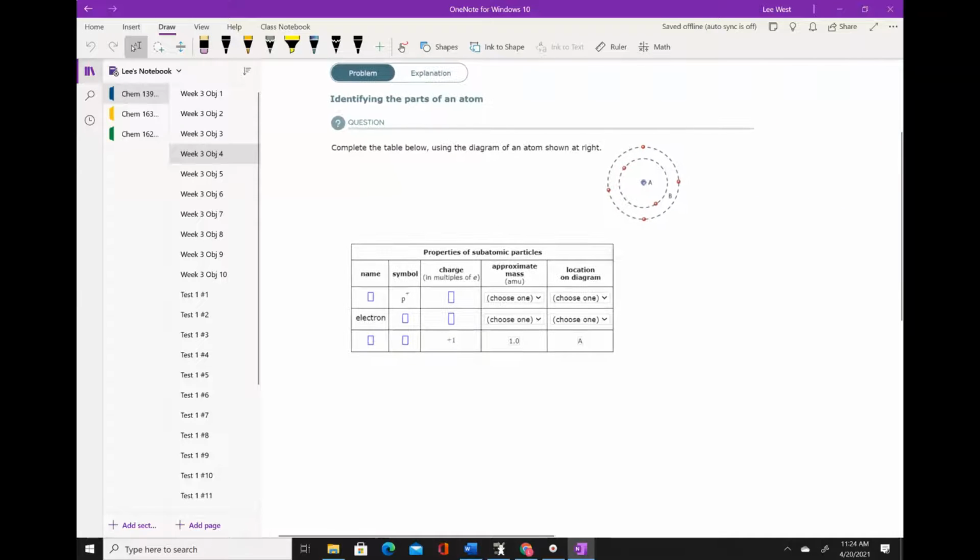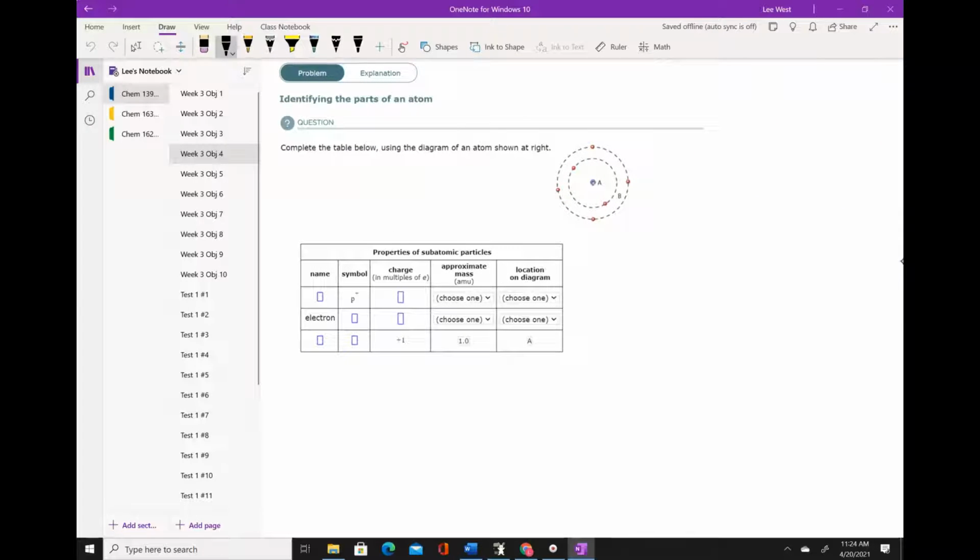All right, identifying the parts of an atom. Complete the table below using the diagram of an atom shown on the right. So it looks like we've got an atom and there's the nucleus, and then there's 2 shells of electrons, and then the nucleus is labeled as A, and then the shells of electrons are labeled as B. So we have to do the names, symbols, charges, approximate mass in AMU, and then the location on the diagram, which is going to be either A or B.